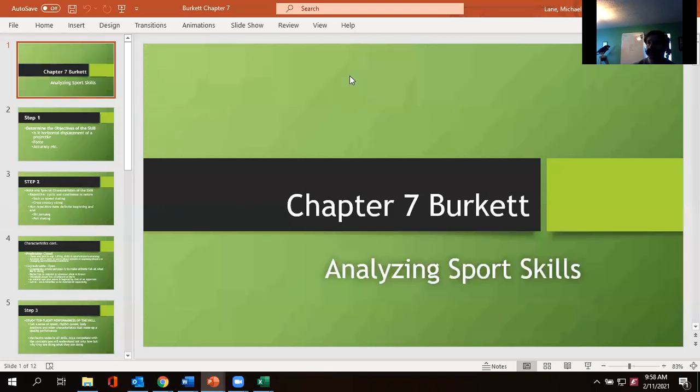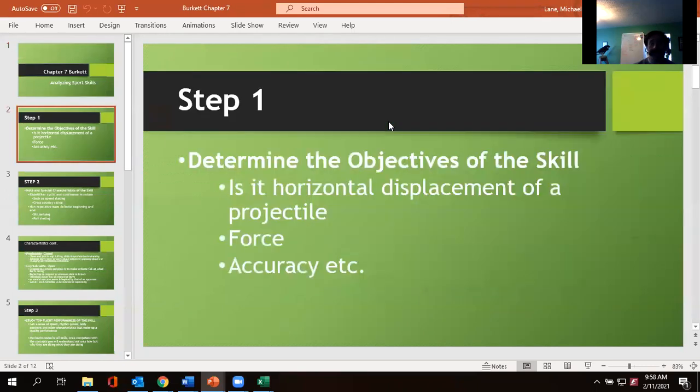So let's talk about how we're going to analyze a sports skill. And this should also help a little bit when we're talking about going through your movement and how those degrees are going to change. So first thing we need to do is really look at what are the objectives of the skill. Are we trying to throw something? Are we trying to apply force? Do we need to be accurate, or do we just need to worry about distance?